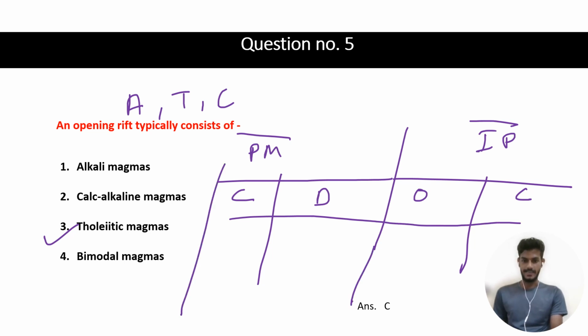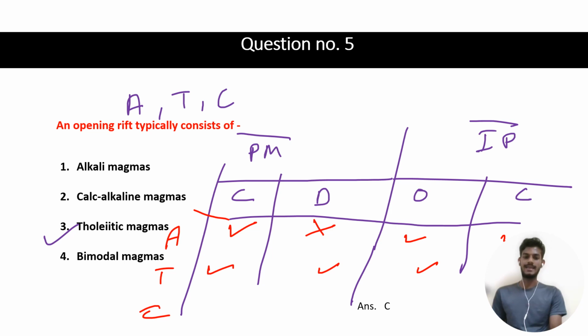And three types of magmas you have. One is alkaline, tholeiitic, calc-alkaline. So alkaline magma can occur in the convergent plate boundary, but it cannot occur in divergent. It can occur in the oceanic intraplate. It can occur in the continental intraplate. If we talk about the tholeiitic, it can occur in all four possible places. And in terms of the calc-alkaline, it can occur only in the convergent plate boundary.